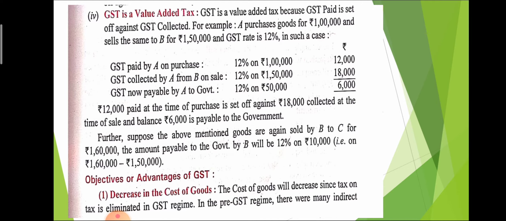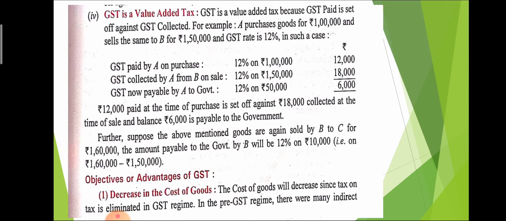So after that, we adjust GST paid with GST collected. Total GST paid is 12,000 and total GST collected is 18,000. So the GST collected is greater by 6,000. The difference is 6,000. That 6,000 we will have to pay to the government. We will not pay the 18,000, we will pay 6,000. So GST paid is adjusted with the GST collected. When GST collected is greater than the GST paid, that greater amount is directly given to the government.